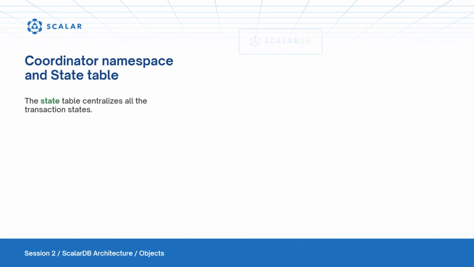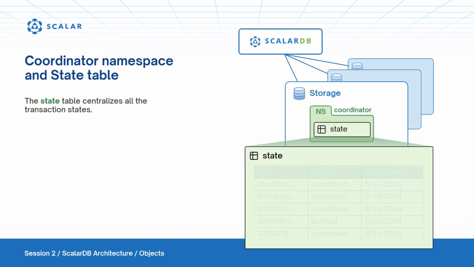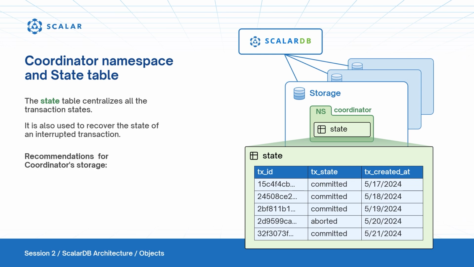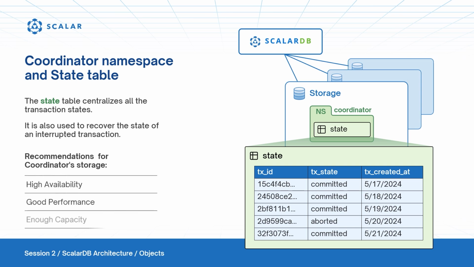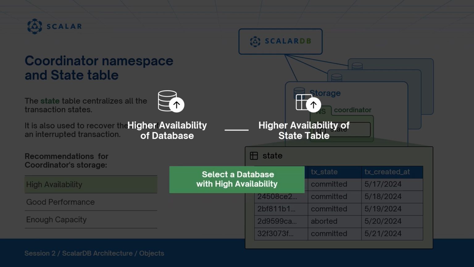The state table in the coordinator namespace maintains all the transaction states. The state is recorded as committed or aborted along with the transaction ID. This data is also used to recover the state of an interrupted transaction. When selecting a database to store the coordinator namespace and its state table, you need to consider availability, performance, and capacity. When the state table becomes unavailable, transactions cannot be executed on the entire ScalarDB. Hence, availability is an important factor. The availability of the state table can be increased by using a database with higher availability.